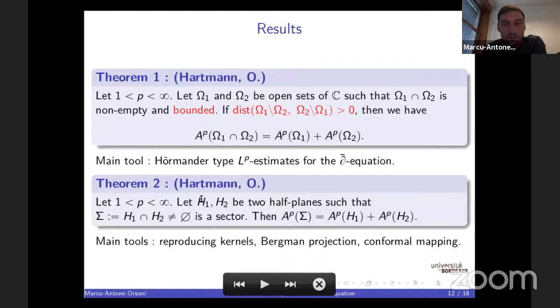The second theorem is a theorem without these extra assumptions. So if you take two half planes, the intersection is a sector, and the question is, can I decompose my sector with these two half planes? And the answer is yes. So we have the separation of singularities for these two half planes. And now the main tools are reproducing kernel, reproducing kernel identities, in fact, the Bergman projection, and the conformal mapping.